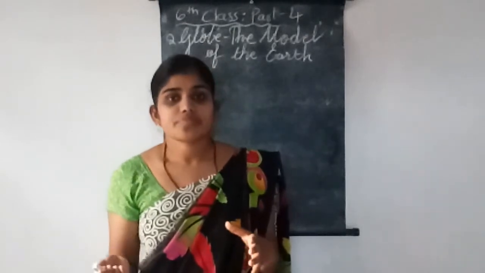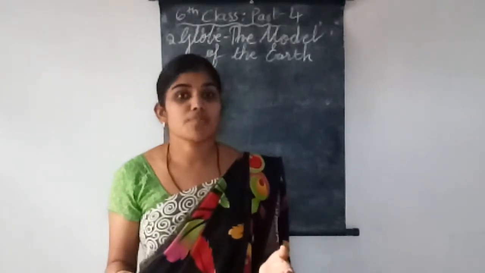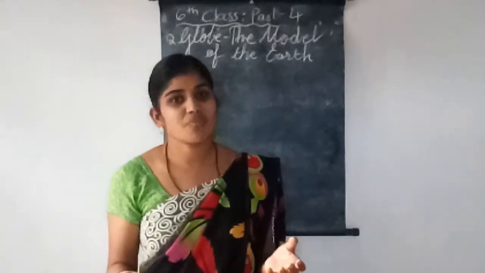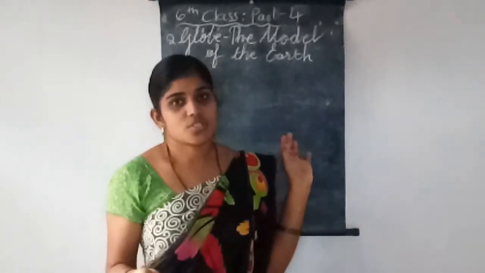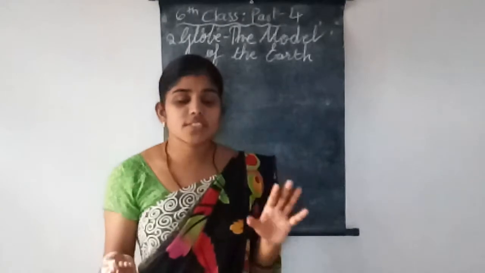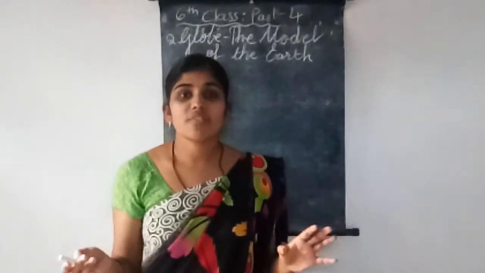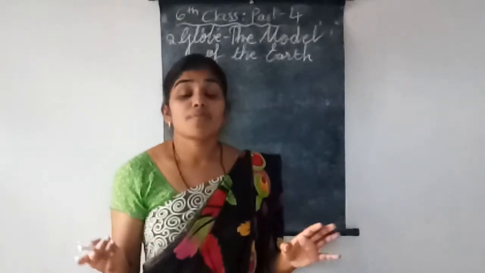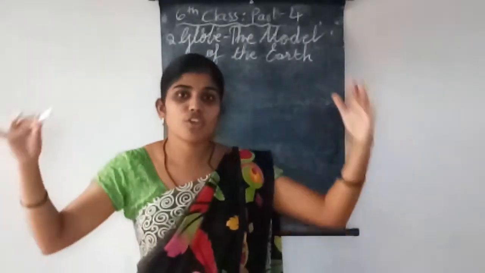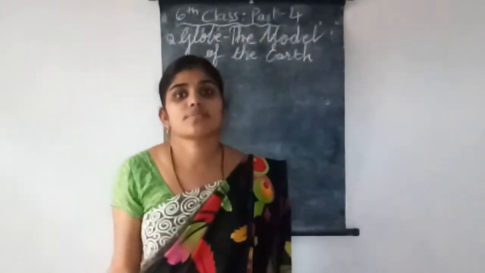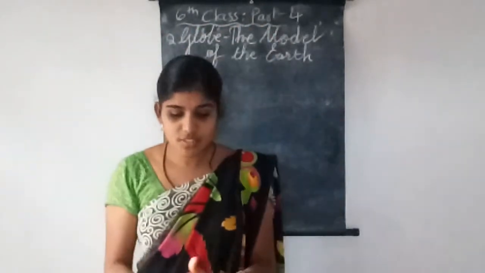And what are latitudes? Latitudes are the imaginary lines which are passing from west to east. All these latitudes are not equal. Every latitude has a different size. Why? Because according to the shape of the earth, the latitude goes on decreasing in size from the middle to the north and from the middle to the south.